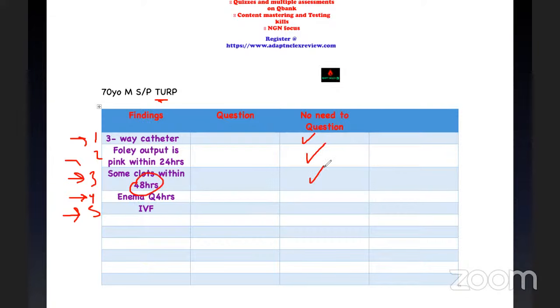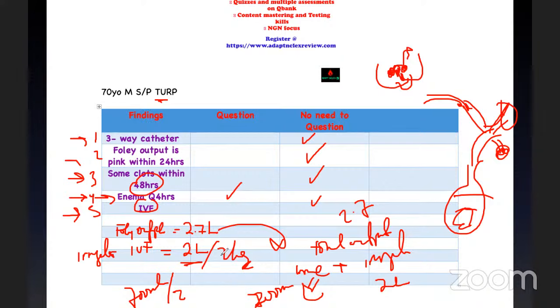That means the patient urine output is what? 700 ml. This is over 2 hours. So 700 ml in 2 hours is more than adequate. Therefore, we should not question that. So once again, Foley output of 2.7 liters, irrigation fluid is 2 liters over 2 hours. You don't need to question this because the patient is making 700 ml of urine, which is acceptable.